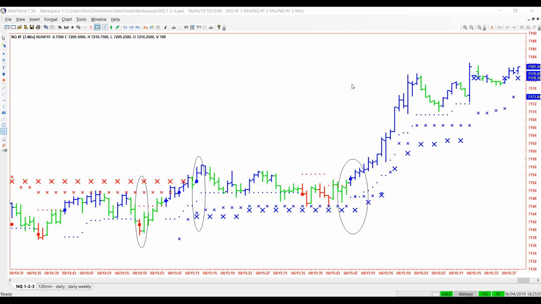All right, let me get to some of the questions. This is a 1 minute, 2 minute, 3 minute chart. This is a 1 minute chart. I've also added the 2 minute, which is the smaller dots, the smaller blue and red dots, and I've added the 3 minute support and resistance, which is the bigger of the bigger blue and red dots. So this is a 1 minute chart.